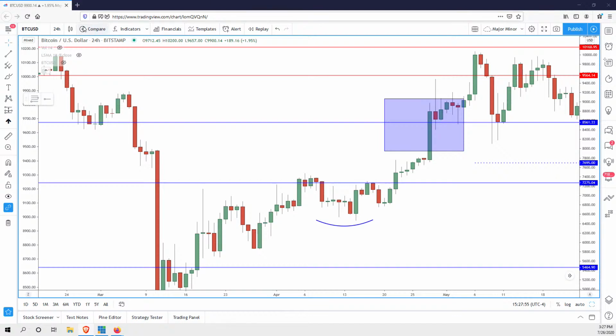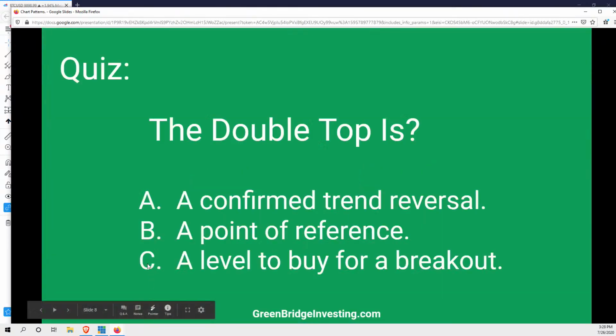Now here's the thing. Let me go back to my slides here for a moment. All right? Let me put my slides up because I have a question for you. Just a quick pop quiz to make sure you guys are listening. So, after everything I just said about the double top, which answer would you say it is? Okay, so the double top is A, a confirmed trend reversal, B, a point of reference, C, a level to buy for a breakout.